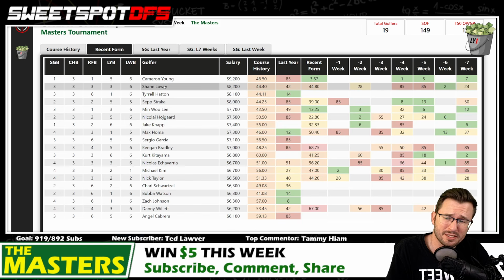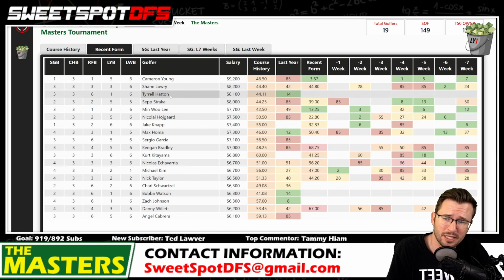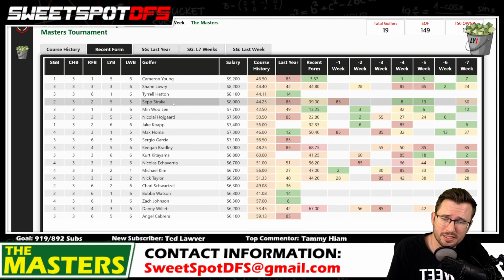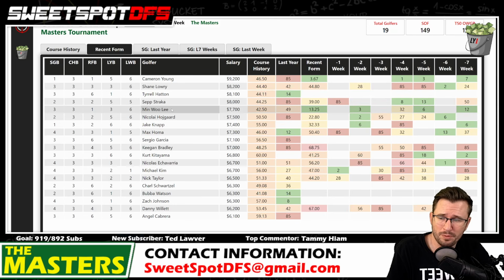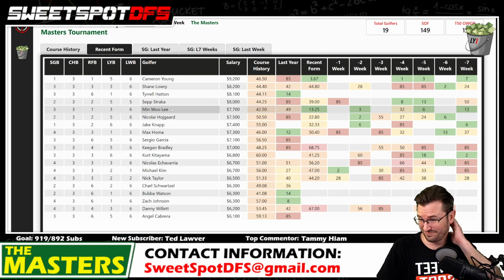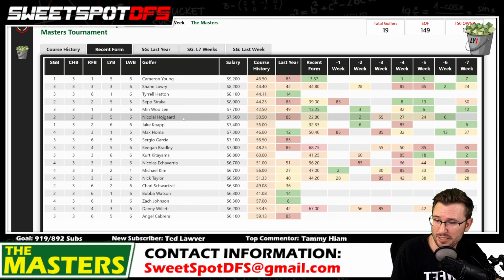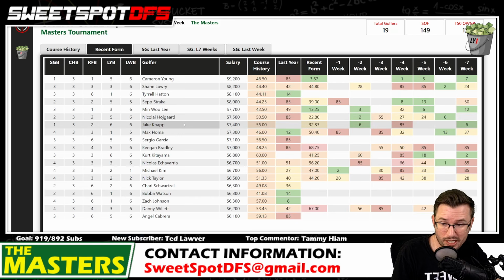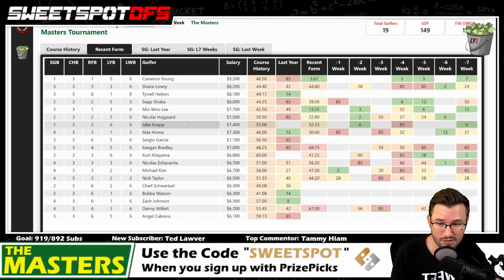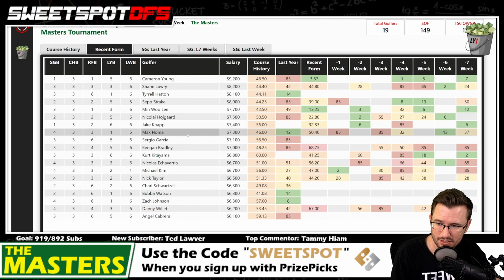Shane Lowry would be like 6. Tyrrell Hatton would be like 6. Sepp Straka would be like 6. Minwoo Lee would be 12 at most. Nikolai would probably be 12. Knapp would be 12. Actually, I do like Knapp. Knapp might be 16% for me. Homa, 6 to 8.